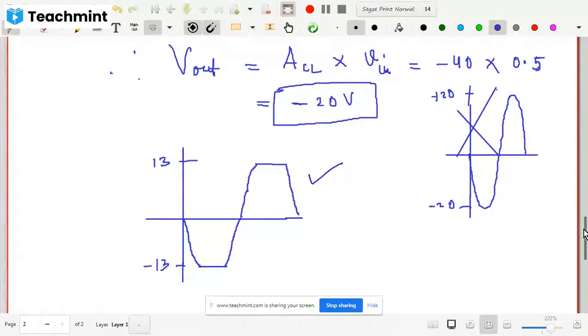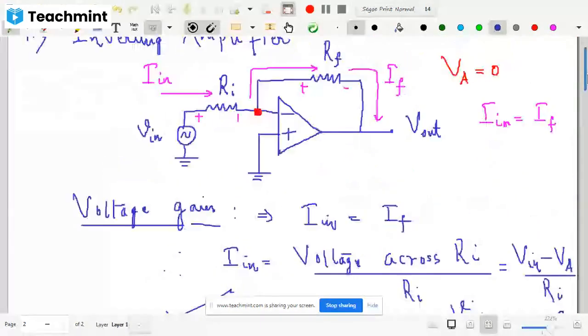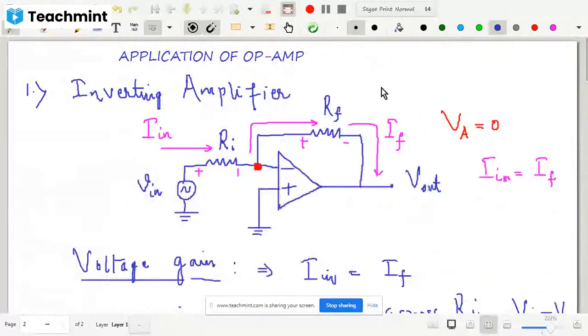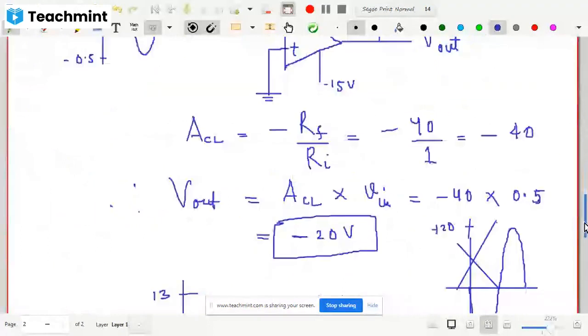Now I have a few more questions, so I would suggest you people go through those questions. I have written the questions here, and they are related to peak voltage. I suppose that you people can just have a look at them. Now I will discuss another application. First we discussed the inverting application, isn't it? So we will now discuss the non-inverting amplifier, where the input will be given to the non-inverting terminal. In that case, we will try to find out the gain.